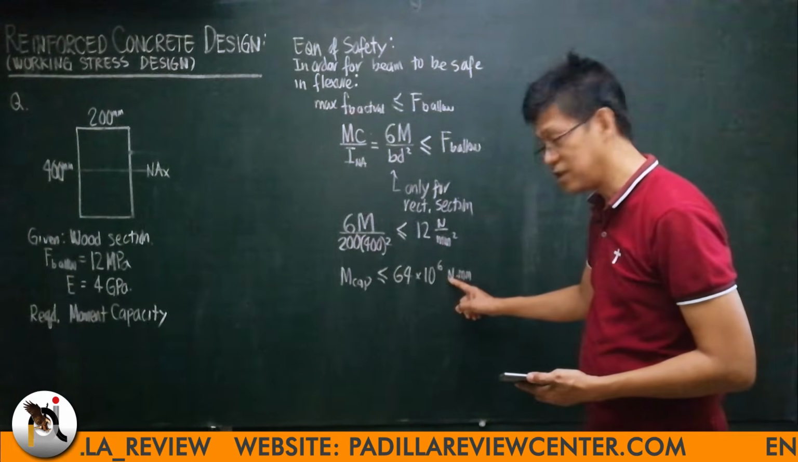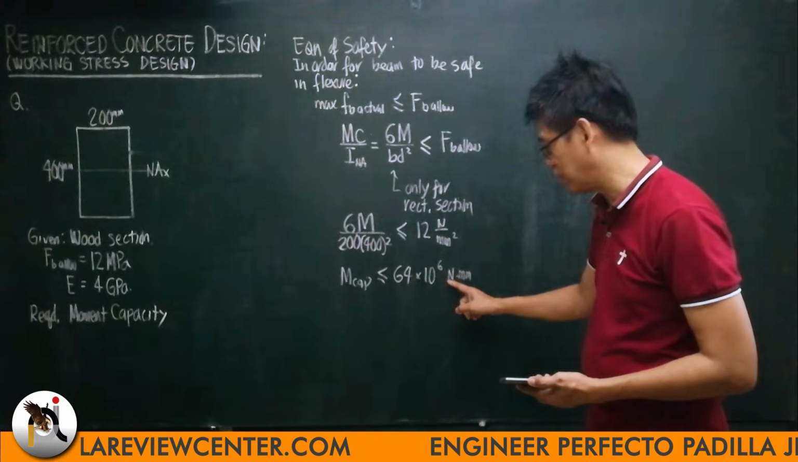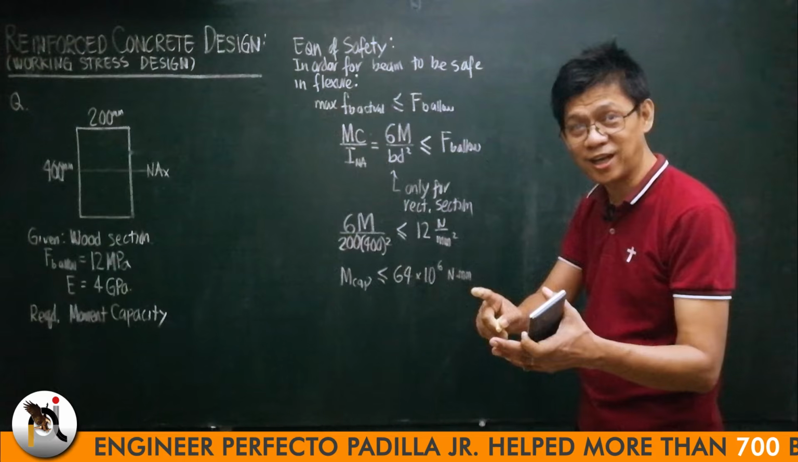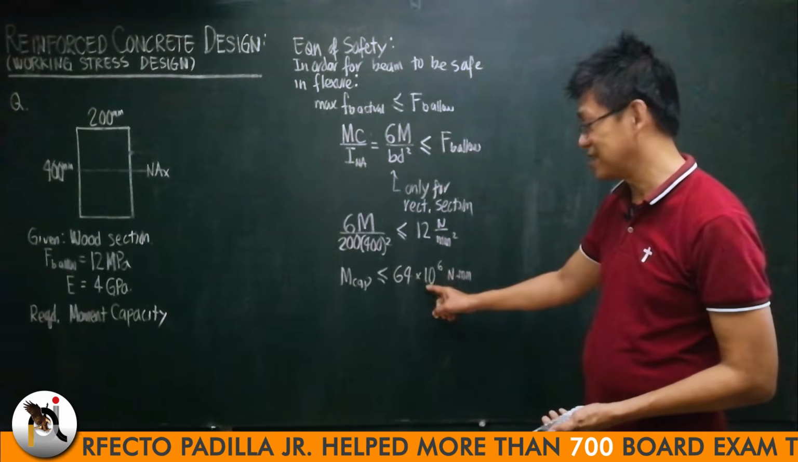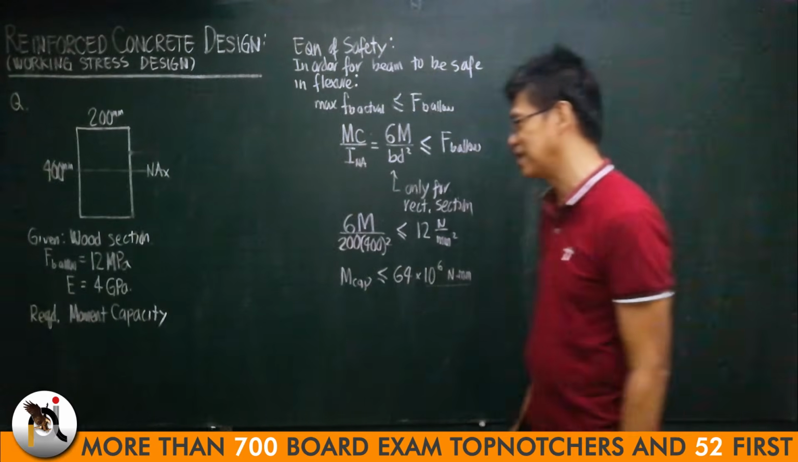So Newton, 1000 Newton is kilonewton, 1000 millimeter is meter, 1000 times 1000 is 10 to the 6. So 10 to the 6 Newton millimeter is kilonewton meter. I repeat here.